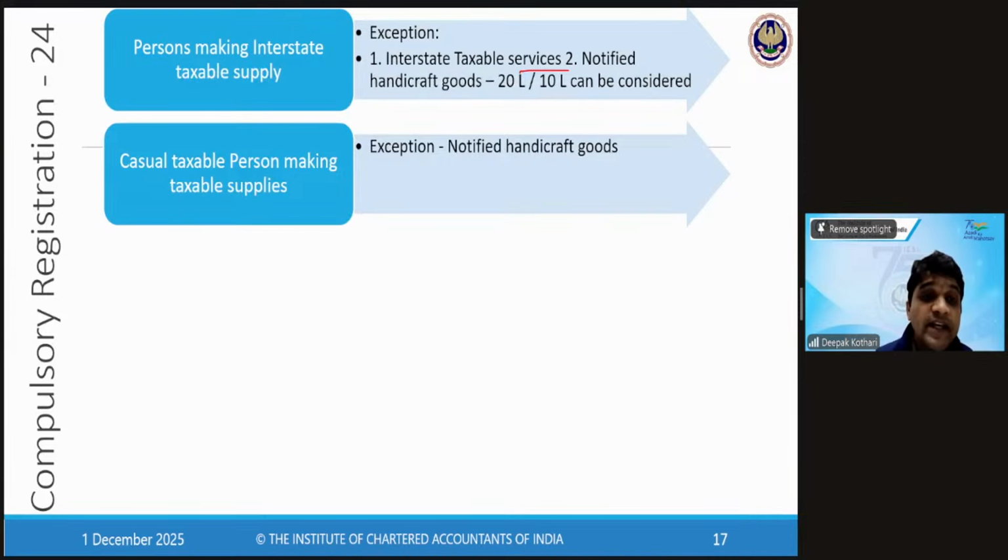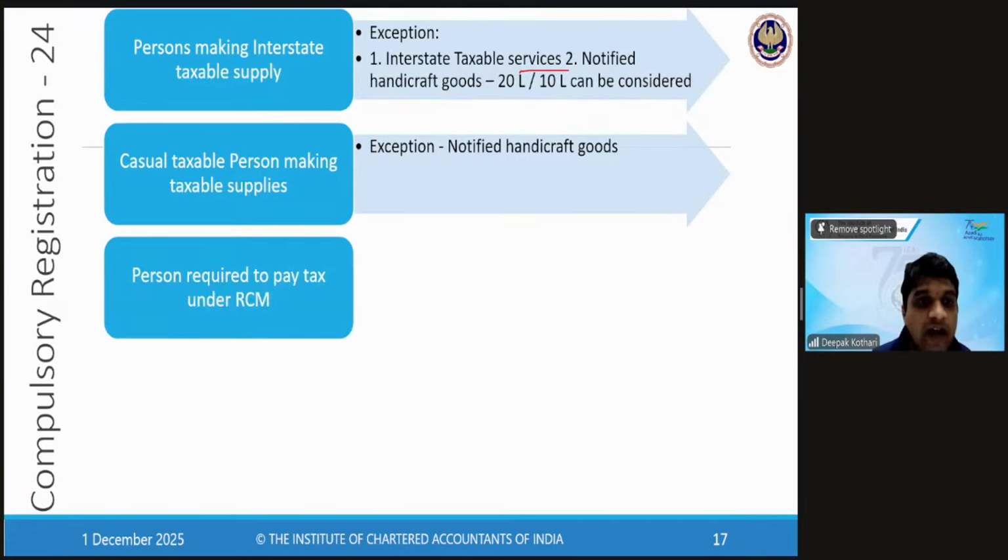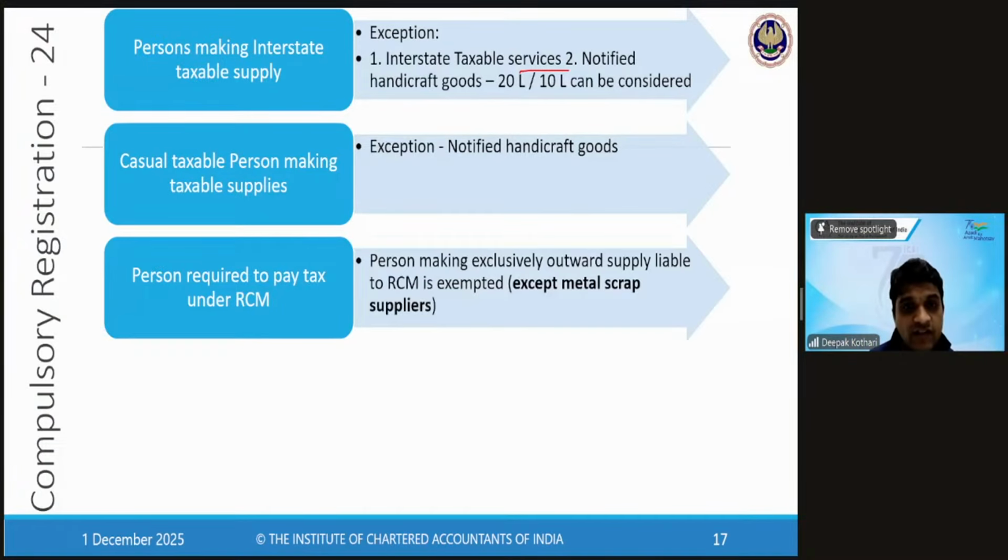Casual taxable person making taxable supplies. A CTP has to take compulsory registration. Only exception is handicraft goods. And person required to pay tax under reverse charge. Somebody said that, sir, we can pay reverse charge and claim the credit. To pay the reverse charge, if you take any services from a person who is liable for reverse charge and you have to pay the reverse charge on that, then you have to take a compulsory registration.